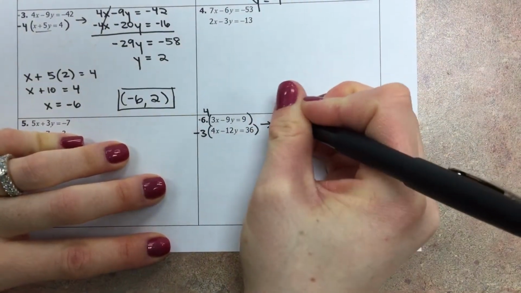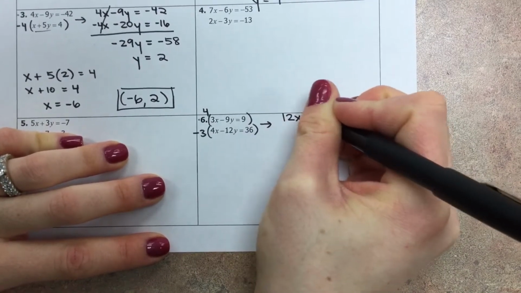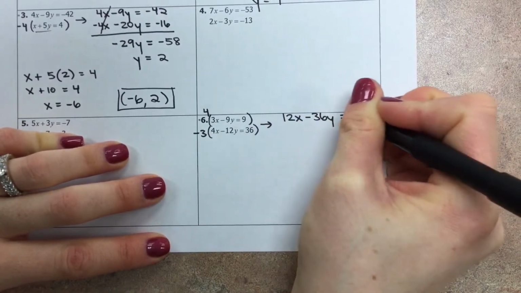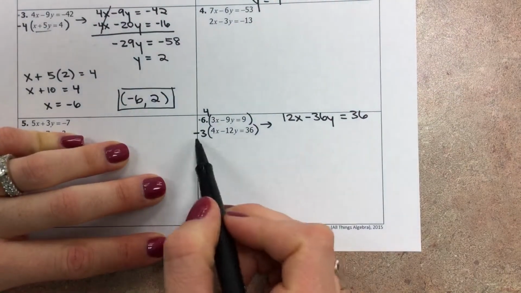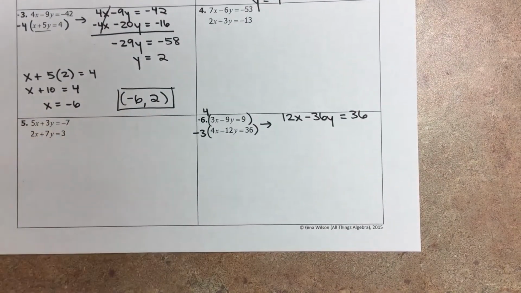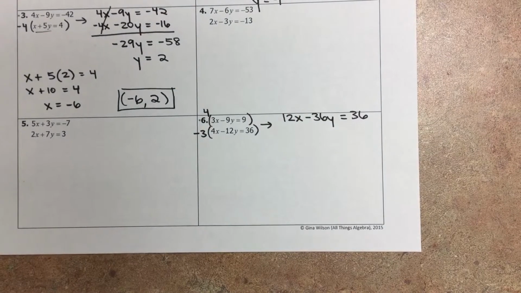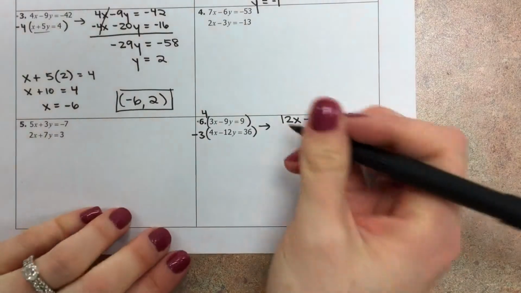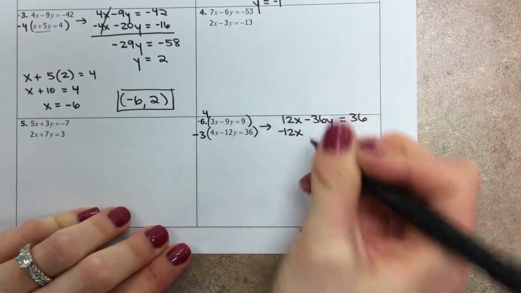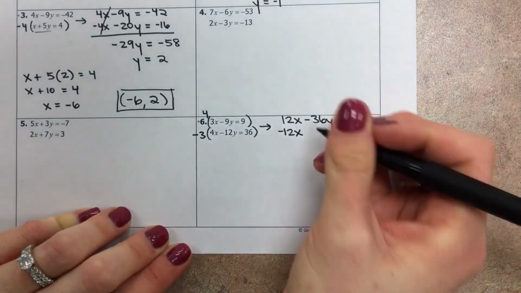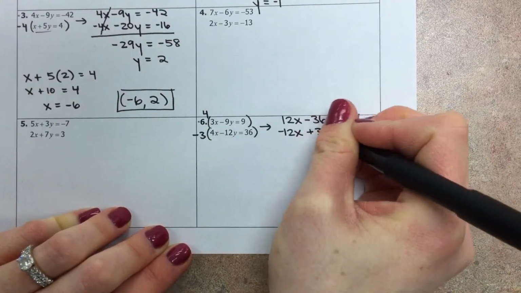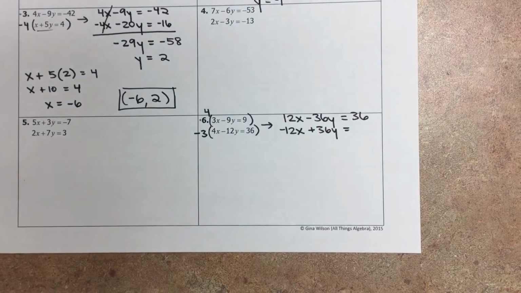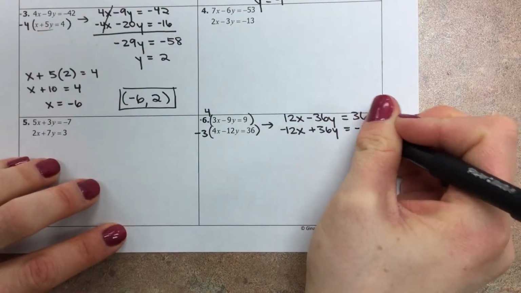So multiply everything in the top by 4, so that gives me 12x minus 36y is equal to 36. Bottom one, multiply everything by a negative 3, and always be careful with your signs when you do that, because if you're multiplying a negative times a negative, you need to make sure that you make that positive, things like that. So multiply by a negative 3. So negative 3 times negative 12y is a positive 36y equals, and then on the right-hand side, negative 3 times 36 is negative 108.